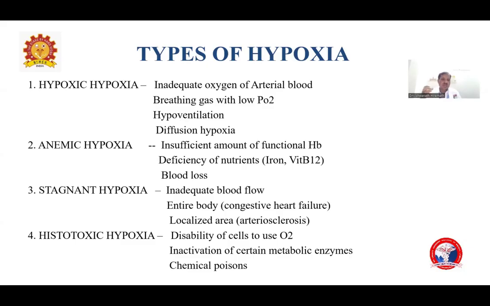Anemic hypoxia, insufficient amount of functional hemoglobin. So hemoglobin is less. Or blood loss, more blood is lost. Or deficiency of nutrients, iron and vitamin B1 and B2. Stagnant hypoxia, inadequate blood flow. It can be to the entire body because of congestive heart failure, or a localized area because of arteriosclerosis. Histotoxic type is disability of the cells to use oxygen, inactivation of certain metabolic enzymes.